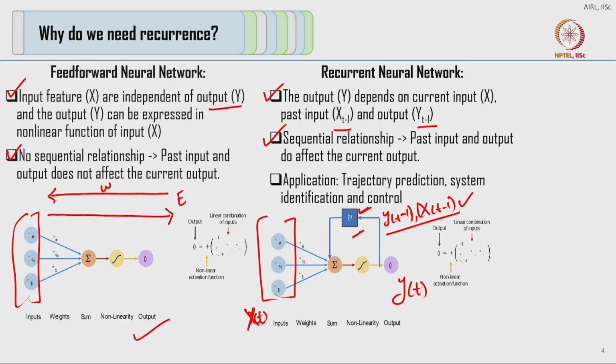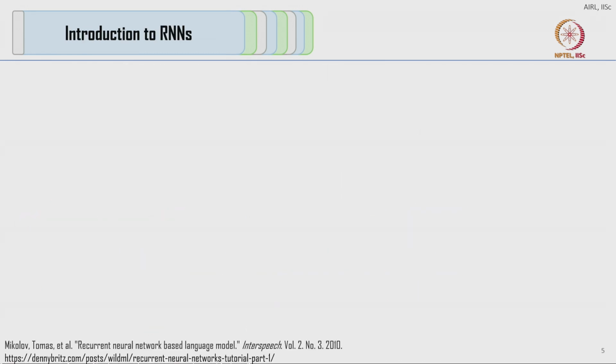Now, feedback neural networks are learning sequential relationships between both the past input and the past output, and they have various applications in trajectory prediction, system identification and so on, right.